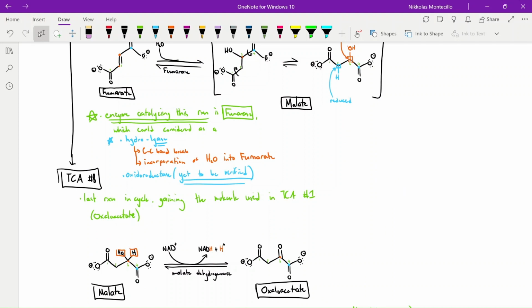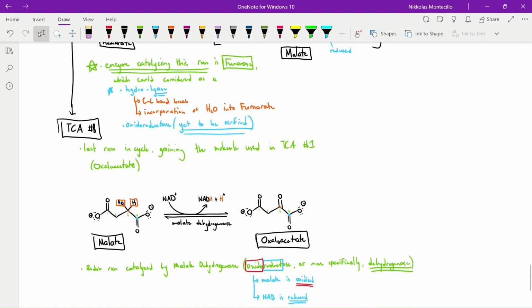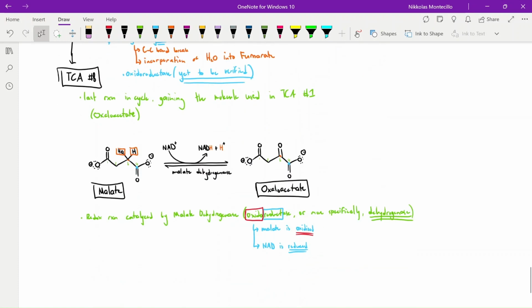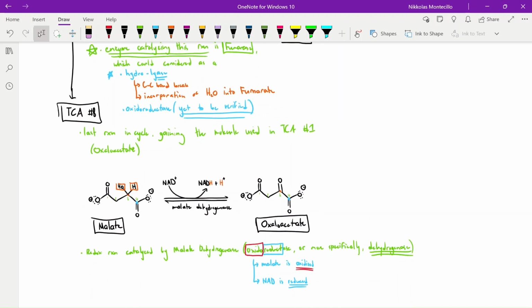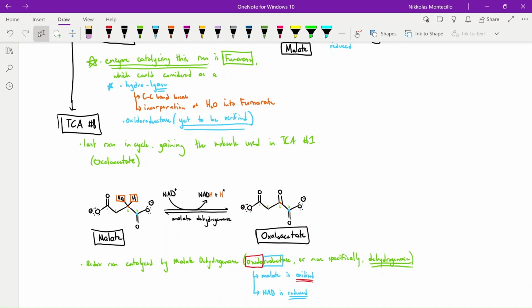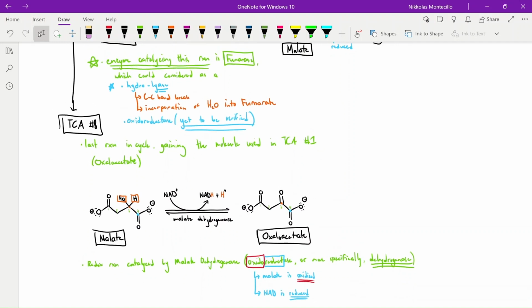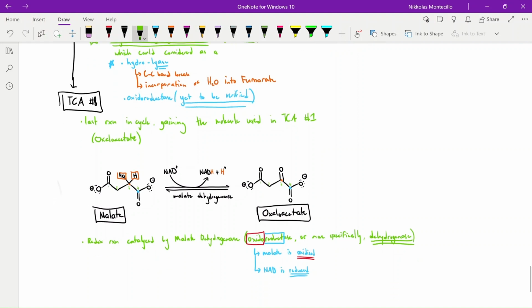But we can, however, be certain that in the next step malate is definitely oxidized, right? Because we see here that in the last step of the citric acid cycle, the malate is oxidized to reduce NAD. So this is the last redox reaction of the citric acid cycle. Okay.